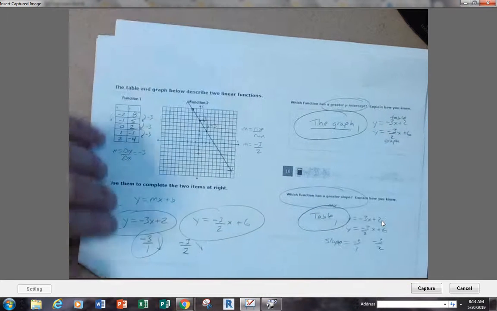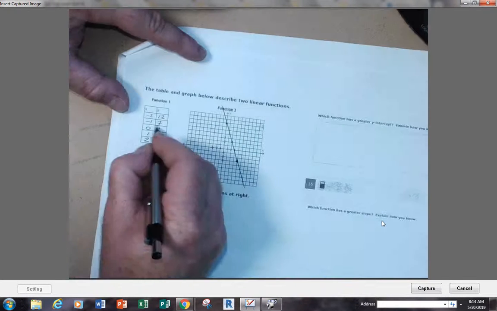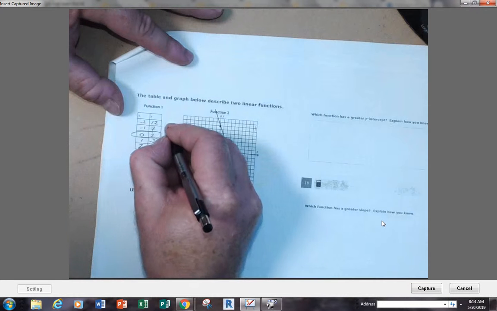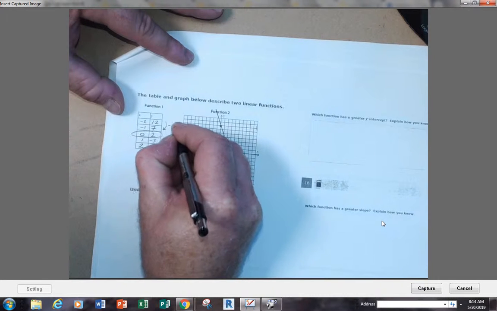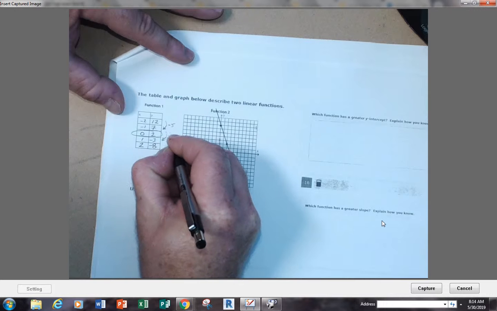All right, next problem. Have you do a couple on your own. Here we go. This table has a y-intercept of 2. This one is going down by 5, going down by 5, going down by 5. So that's my slope. So this one has y equals negative 5x plus that 2 number right there.